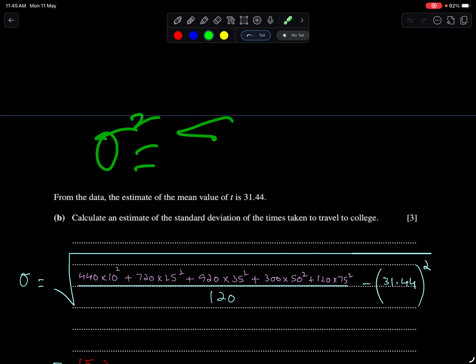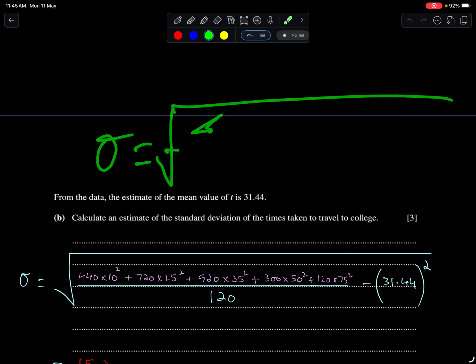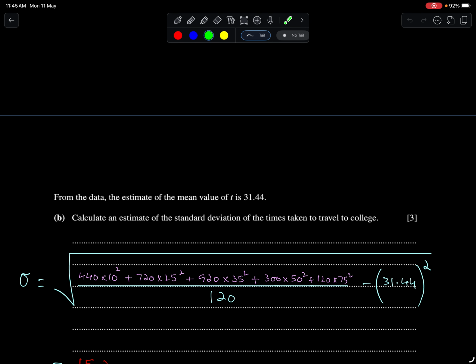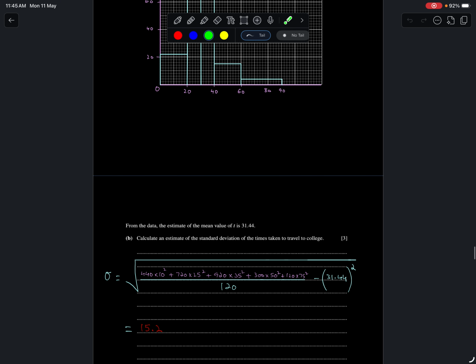Sigma, under root sigma fx square, this formula is given in MF19, and minus mean square. So fx square means the sum of the product of f and x square. So this is very simple.